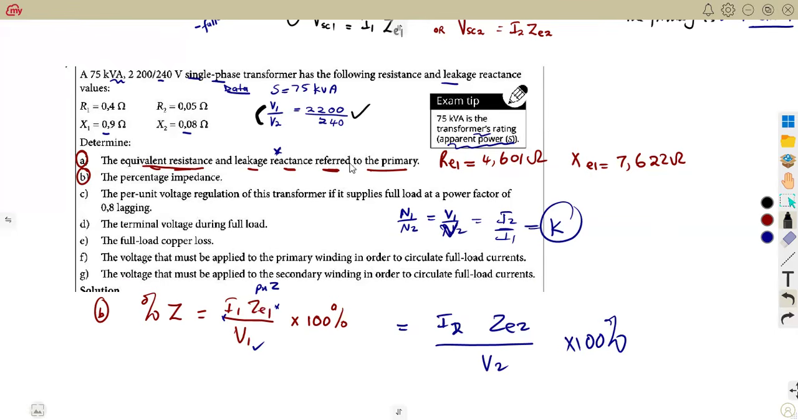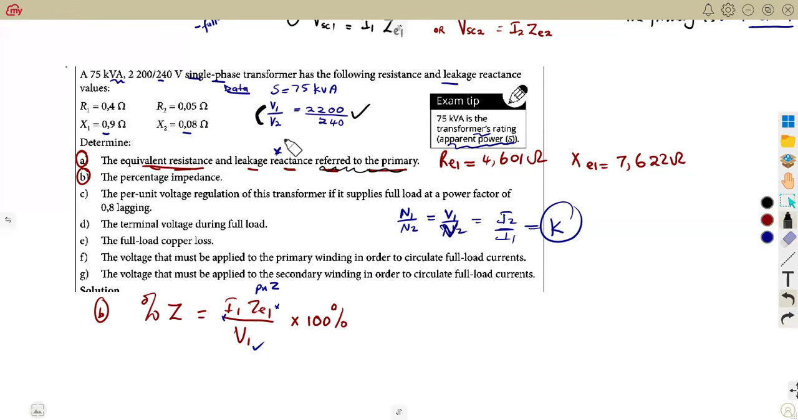What you calculated, you remember you calculated referred to the primary side. These are the ones that you calculated. If we are going to use this side, we are going to now recalculate these RE and for the secondary side. So there will be a lot of calculations to be made there. So instead, continue from what you calculated.